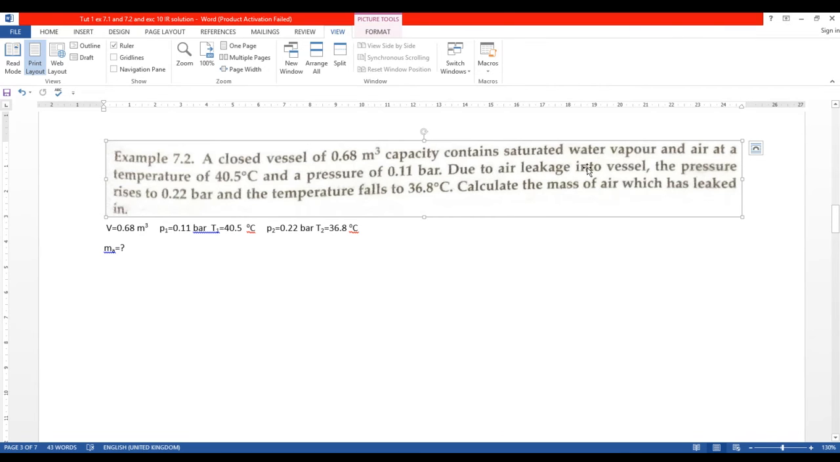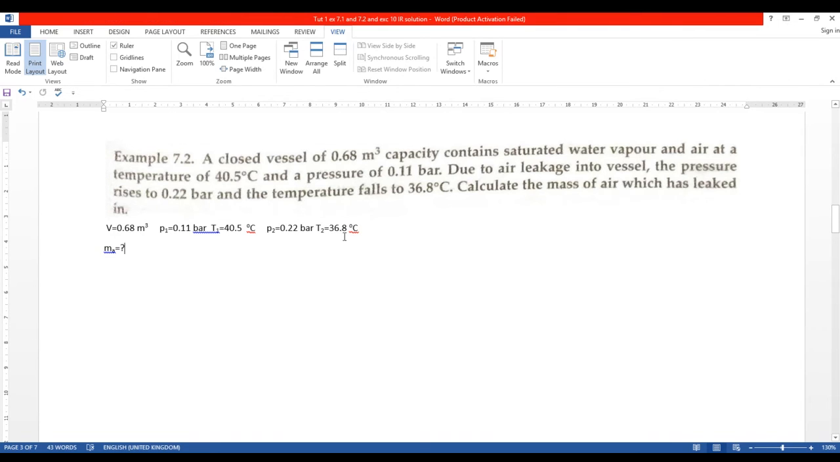Due to the air leakage into the vessel, now after air leaked into the condenser, the pressure rises to 0.22 bar. So the pressure rises from P1 to P2, 0.22 bar, and the temperature falls, decreases to 36.8 degrees centigrade. So we call them P2 and T2. This is after the air leakage. The question is to calculate the mass of air which has leaked in. So we need to find how much air leaked into the condenser, mass of air, MA.